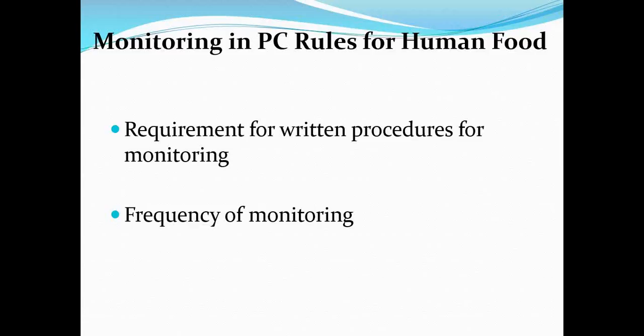PC rules actually require that the monitoring procedures include the frequency with which they are to be performed. The frequency of monitoring must be sufficient. They don't tell you the actual frequency, but they want you to come up with a frequency sufficient to ensure that the preventive controls are consistently performed in order to ensure that the preventive controls are effective. Basically, it is your responsibility to come up with a frequency that is adequate to control the hazard, meaning to make sure that the preventive controls you have identified are working effectively.